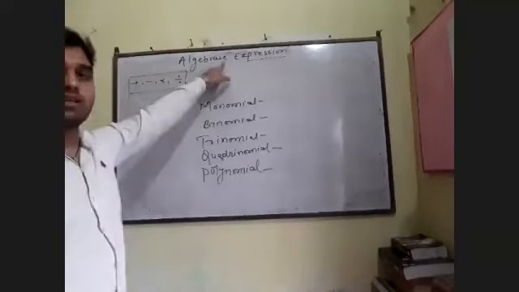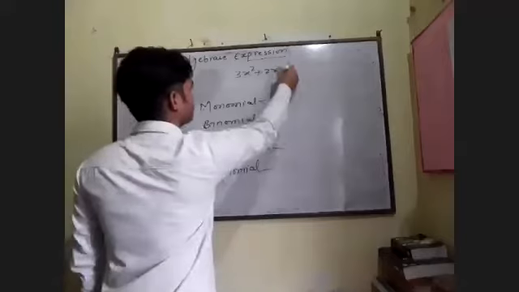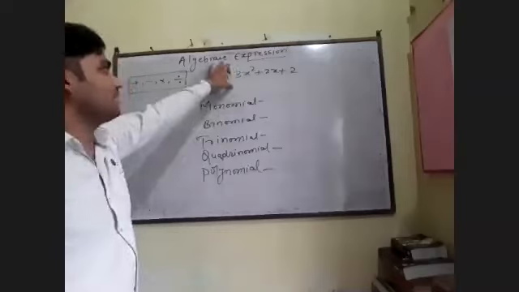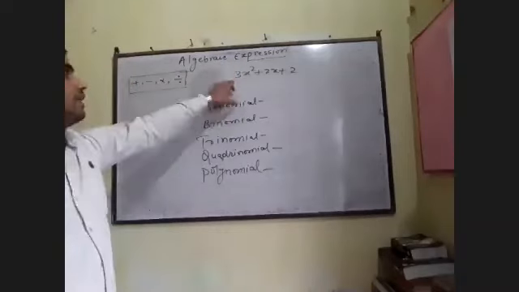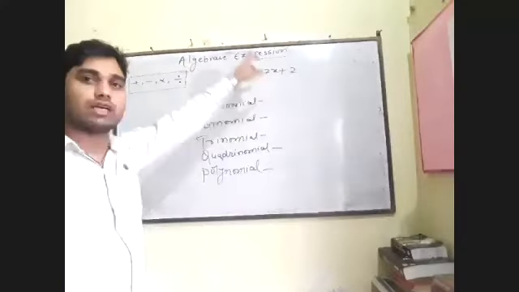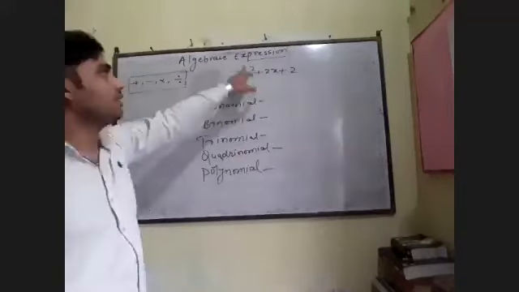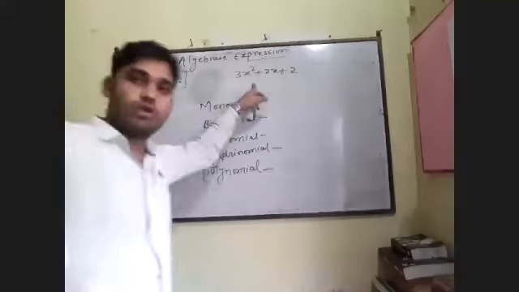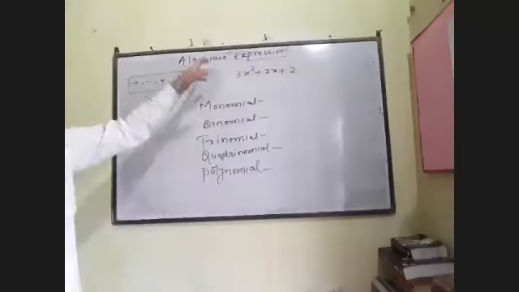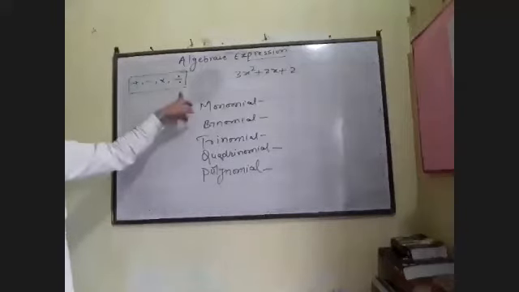Algebraic expression also, see the algebraic expression I have written: 3x square plus 2x plus 2. So how can we define an algebraic expression? Algebraic expression is the combination of constant and variable which are connected by the fundamental signs plus, minus, multiplication or division. Understood now? So this is called an algebraic expression.